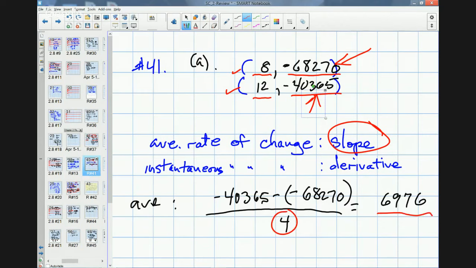Anyway, so what's the average rate of change? 6,976 million, and that's dollars in millions, so it's actually $6,976 million. I should write that down. Million.